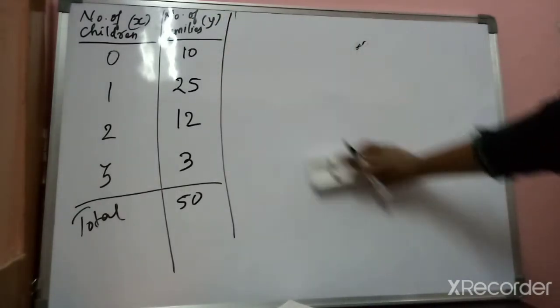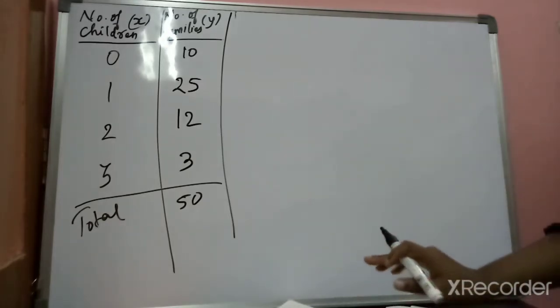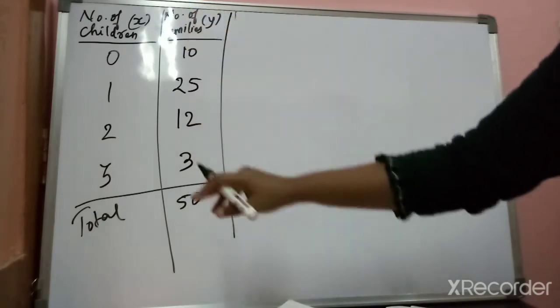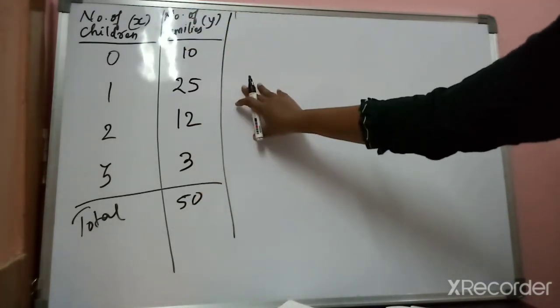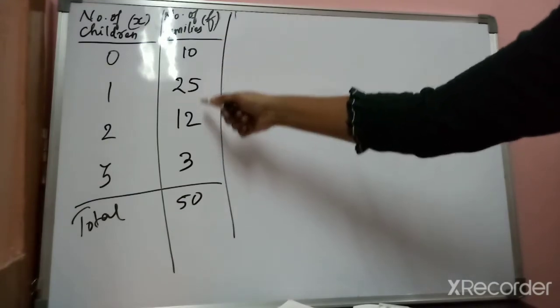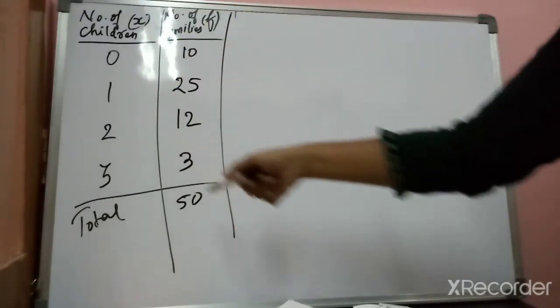So first of all we are moving with the less than type. Make 3 columns. First column would be x, that is your number of children, then the frequency, that is not y, sorry, this is f. Frequencies have been given to you: 10, 25, 12 and 3 respectively for your x.